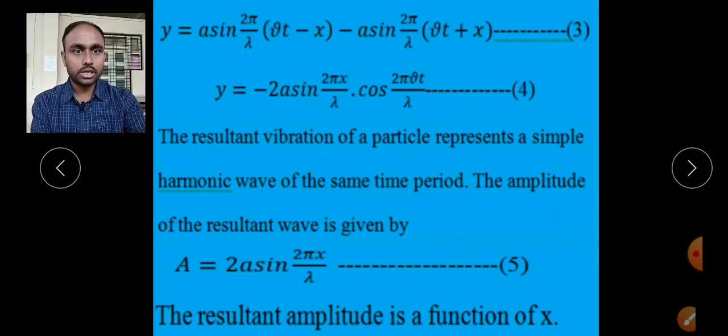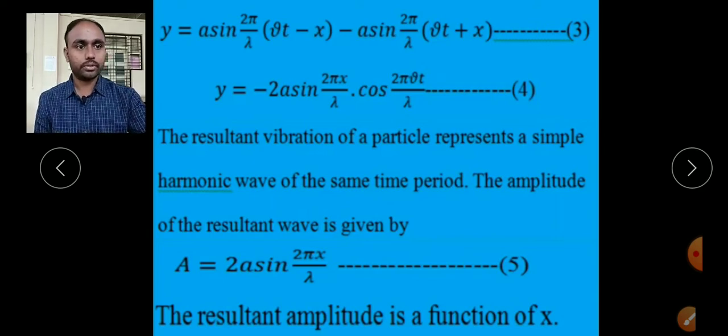As I already told you, in any wave equation only the term in which t is involved is the wave part, and everything remaining is the amplitude. So here 2a sin 2 pi x by lambda is the amplitude of that resultant stationary wave. And from this equation 5 we can say it is a function of x, not t.